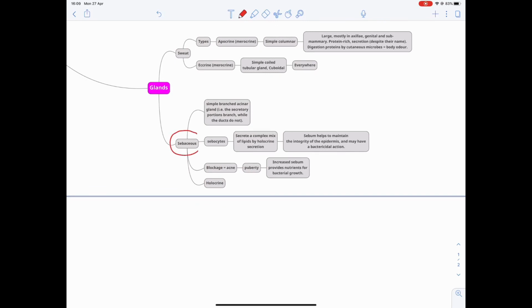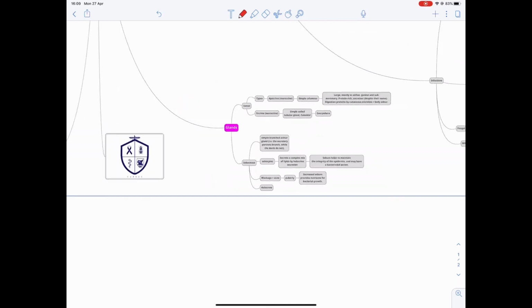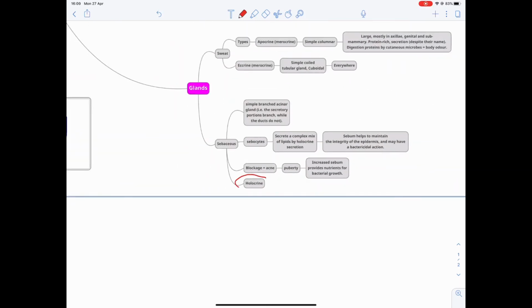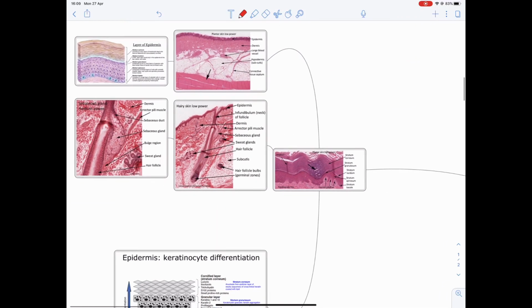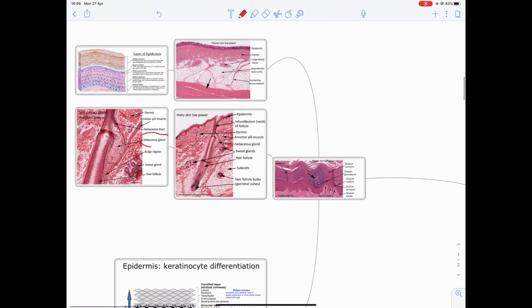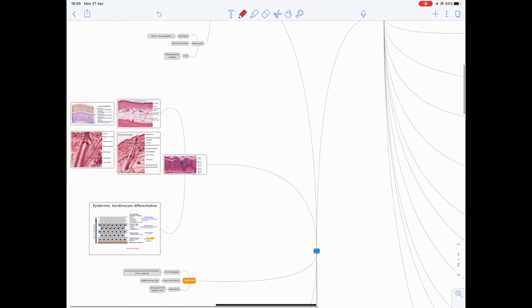Now the next one, as we talked about, was sebaceous gland, and these are called sebocytes. And blockages of these sebaceous glands can give rise to acne. And they're actually, the method of secretion is holocrine secretion. And let's look at the sebaceous gland again. This is a sebaceous gland here, and you can see it also here, or zoomed out. I think that's it.